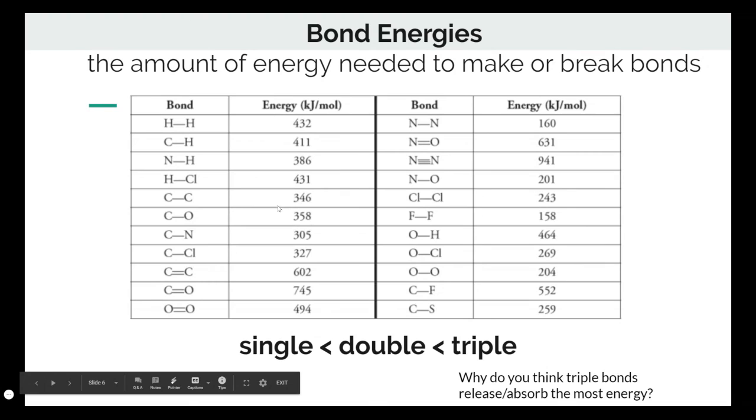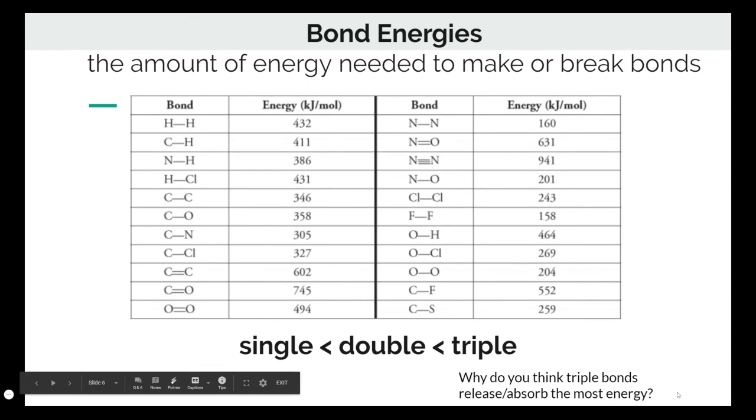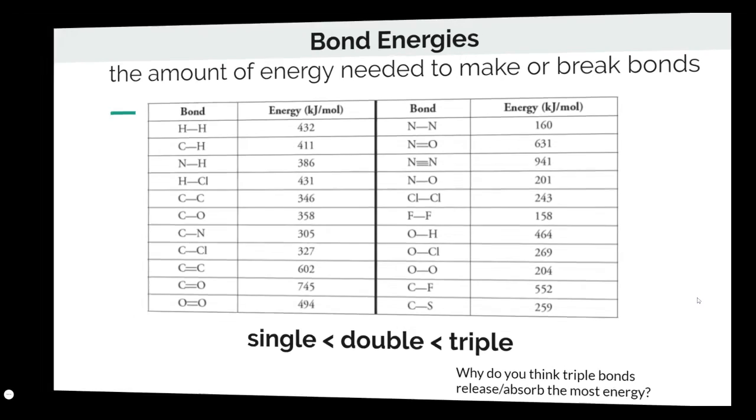You can see that by increasing the number of bonds, we've also increased the amount of energy required to either break or form that bond, right? So why do you think triple bonds release or absorb the most amount of energy? You have to remember what bonds are made up of: electrons. If there are more electrons, they're going to be more attracted to the nuclei of those atoms. It's going to be harder to break, right? So more bonds means it's more difficult to break, so it takes more energy to break, and releases more energy to form.